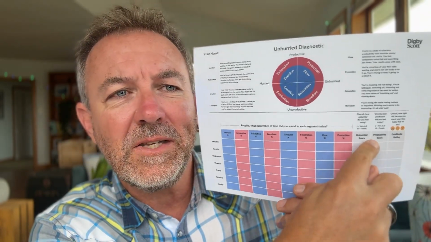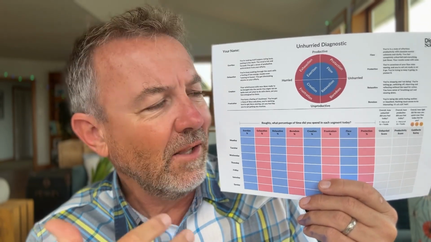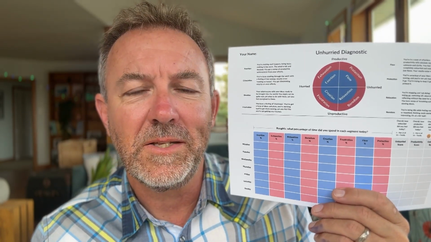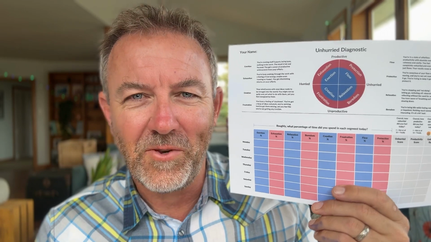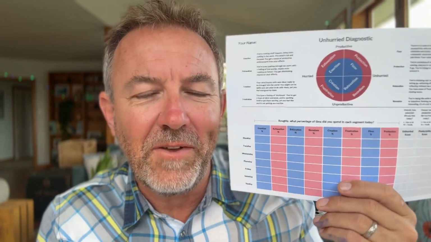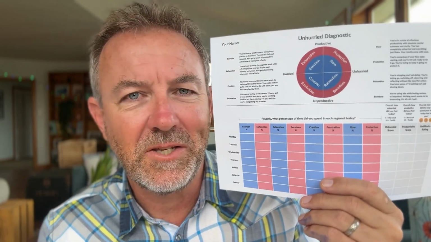And then at the end of each row for each day, there are a couple of other questions. One is, how unhurried did you feel today? Another one is, how productive did you feel today? And then there's the Goldilocks question. How right did it feel in the way you spent your time today? How good or right did it feel? It's all subjective. It's all just down to you.